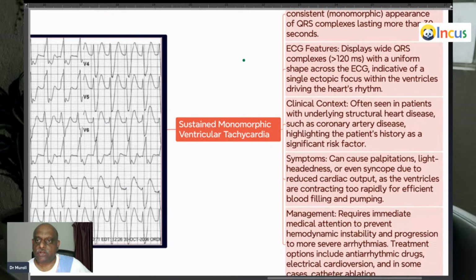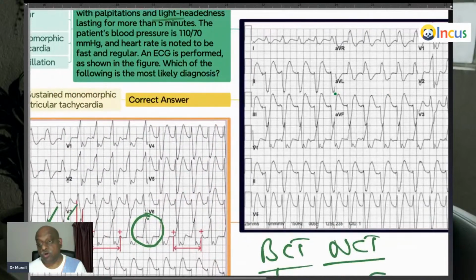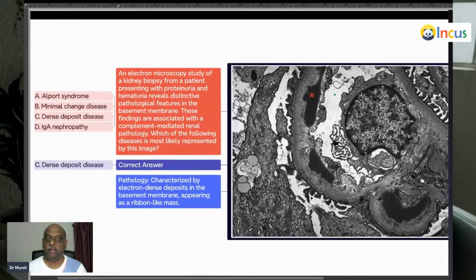Wide QRS complexes with uniform shape across the ECG means there's a single ectopic focus within the ventricle, which is leading to this typical monomorphic sustained VT, is what you need to remember.